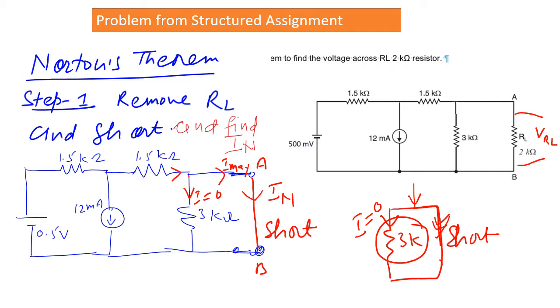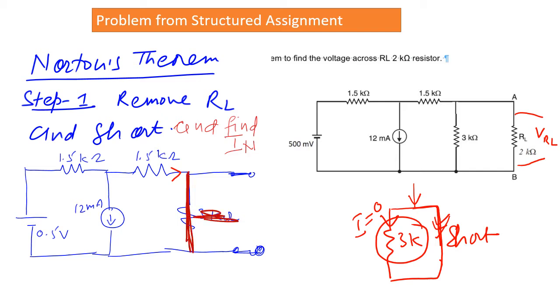So what we can do is delete this portion, and here also we can delete this portion, and the position of the wire will be like this. So here the wire will come here. This is the wire, and there is no meaning of this 3 kilo ohm resistor, and the wire is coming here, and this IN you have to find.